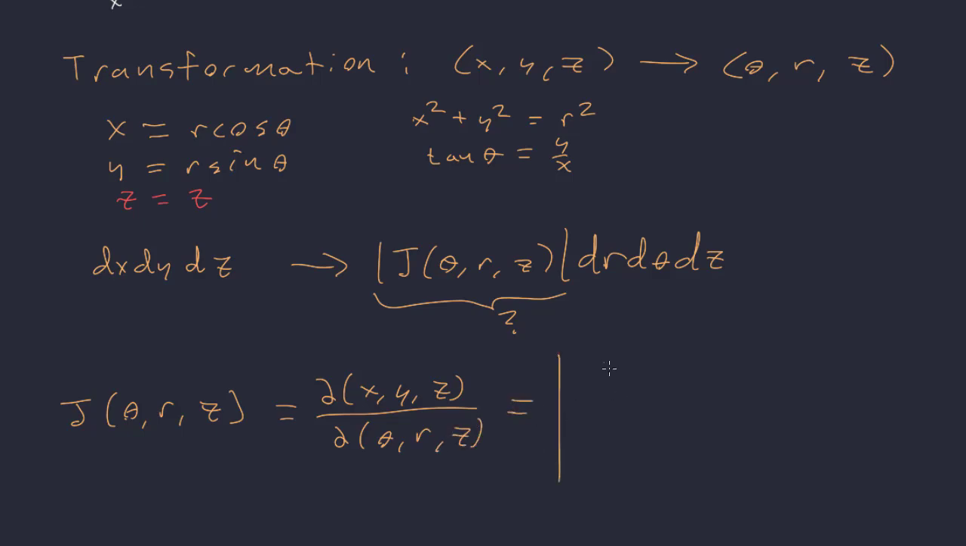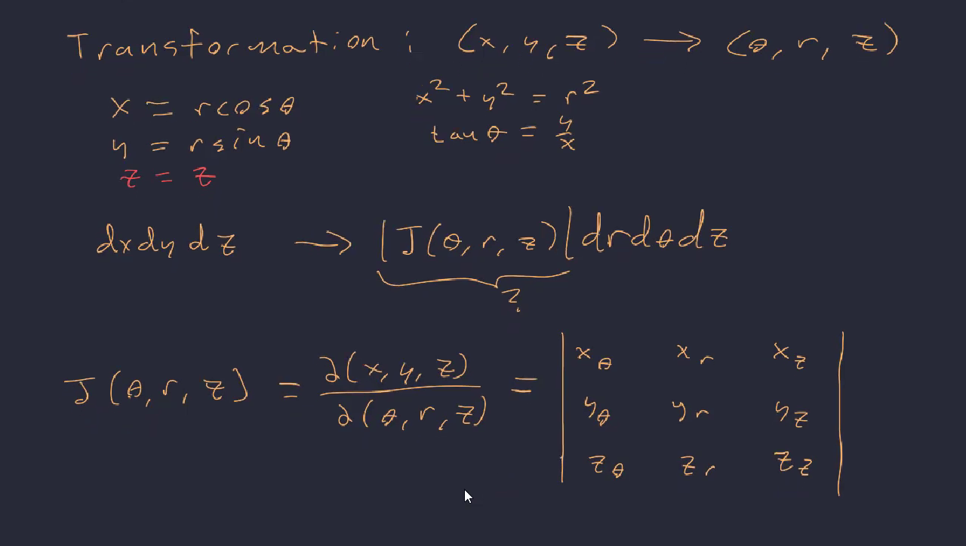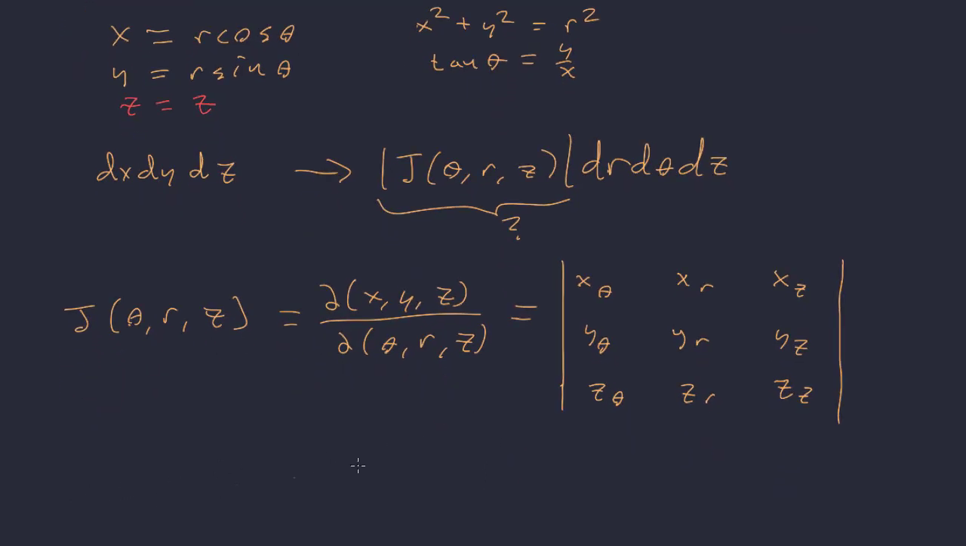Okay, so it will be, again, I'm just going to write this out. It will be the derivative of x with respect to theta, with respect to r, with respect to z. Y with respect to theta, with respect to r, with respect to z, and z with respect to theta, with respect to r, and with respect to z. Okay, so let's put some of this stuff together now.